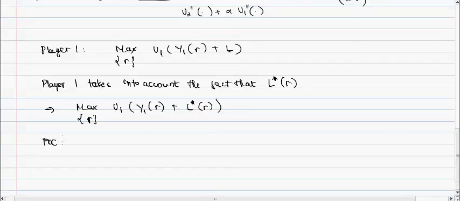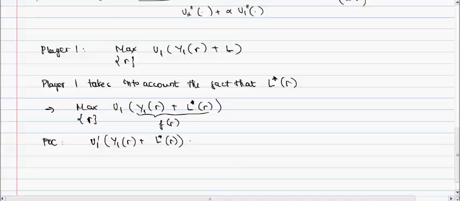So when we differentiate by the first order condition, we differentiate the objective function with respect to R. Again we treat the whole thing as a function of R, so we apply the chain rule: we differentiate utility U1 with respect to everything inside the bracket, and then multiply by the differential of everything inside the bracket with respect to R. So that becomes U1 dash of everything inside the bracket, which is y1 plus L star of R, multiplied by the derivative of the bracket.